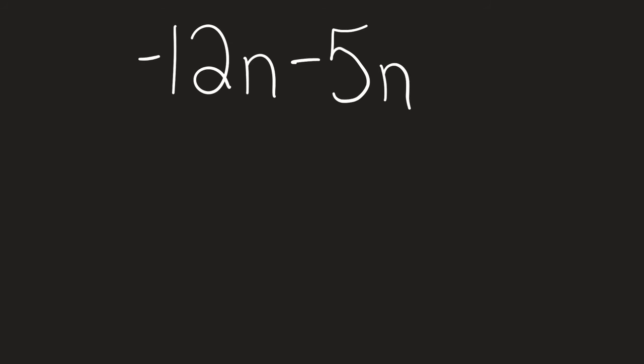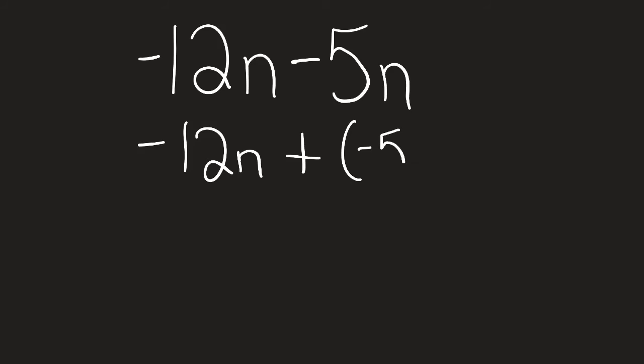Okay, let's look at some negatives with subtracting. This is where rewriting the problem would be so helpful. So on this one, we have negative 12n minus 5n. So if I rewrite this, it's negative 12n plus a negative 5n. So you have to think, if I have negative 12n's and then I add another negative 5n, I would be at negative 17n.